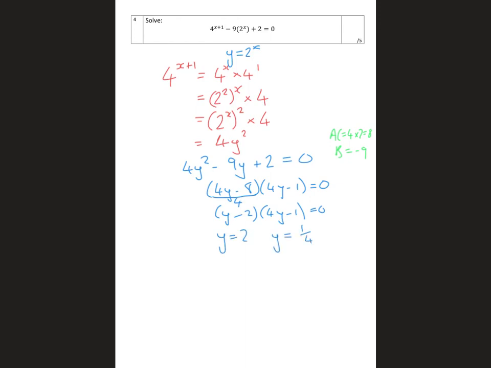Now, if you remember what y was: 2 to the power x. So 2 to the power x is 2, or 2 to the power x is a quarter. Well, 2 to the power x is 2 means that x is 1. 2 to the power x is a quarter means x is, well, it's going to be a negative power to give me the 1 over, and 2 to get the 4. So x is 1 and minus 2.